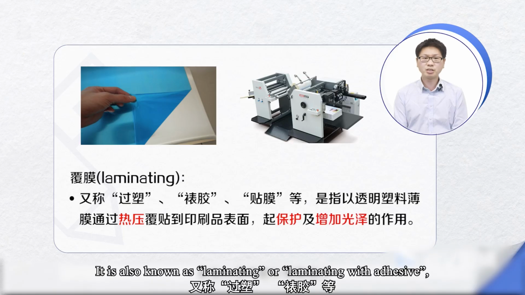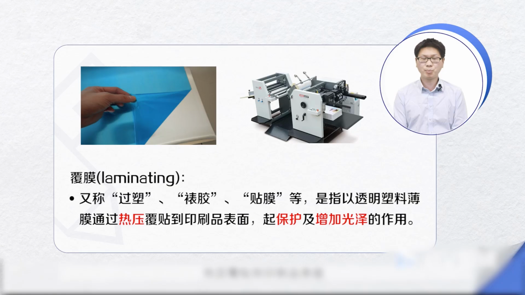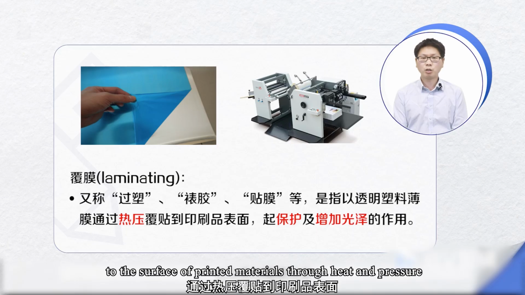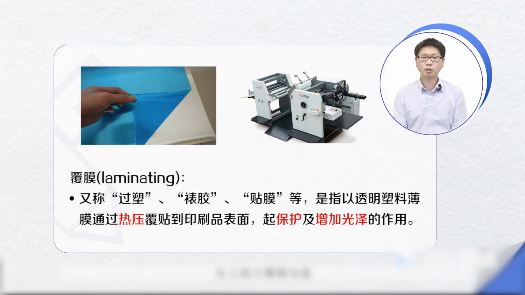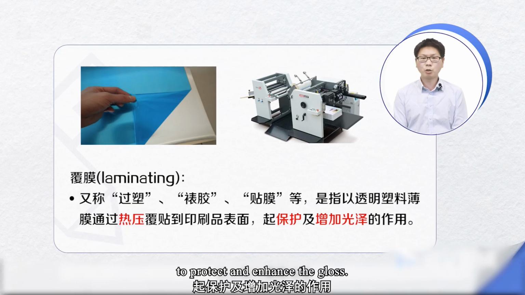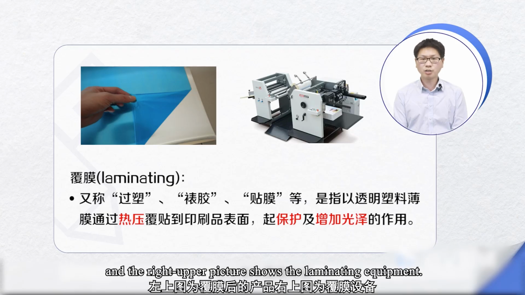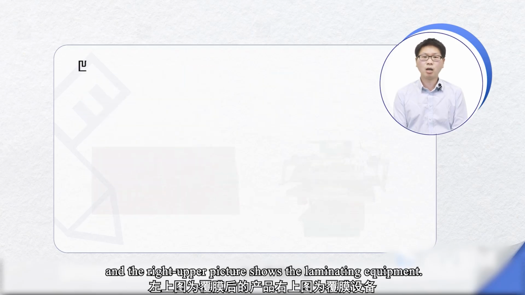Laminating. It is also known as laminating or laminating with adhesive, which refers to the process of applying a transparent plastic film to the surface of printed materials through heat and pressure to protect and enhance the gloss. The left upper picture shows the product after lamination, and the right upper picture shows the laminating equipment.